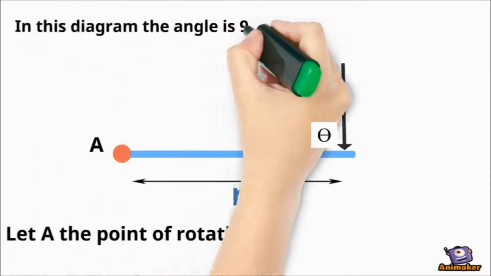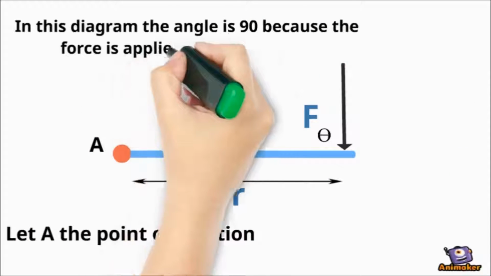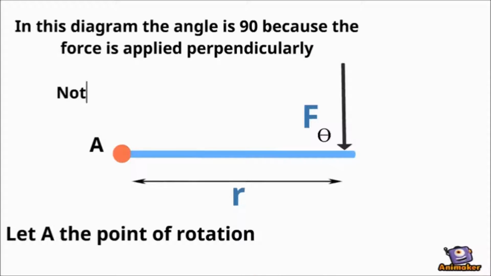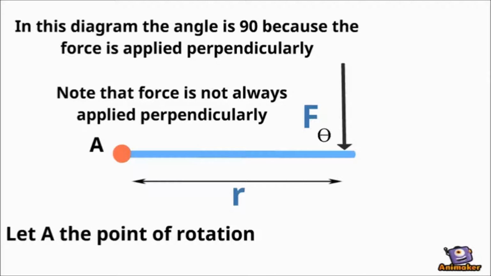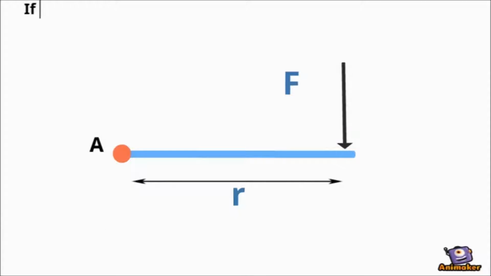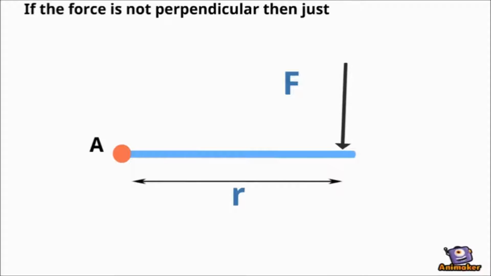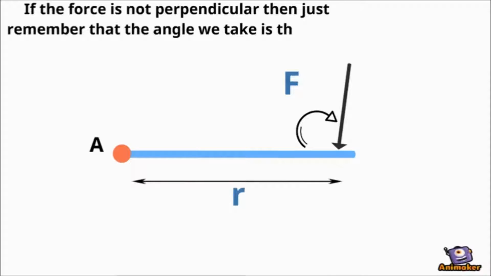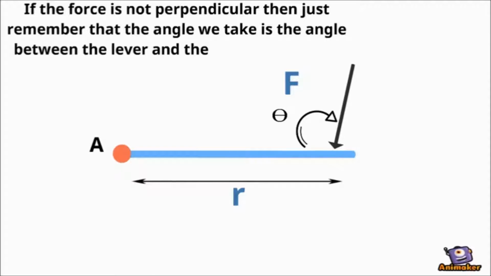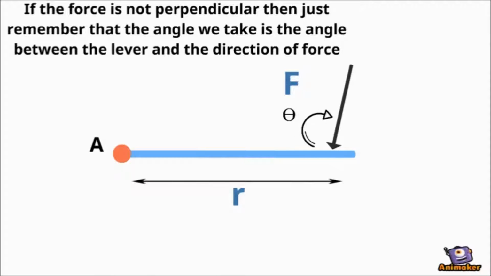In this diagram, the angle is 90 degrees because the force is applied perpendicularly. Note that force is not always applied perpendicularly. If the force is not perpendicular, then just remember that the angle we take is the angle between the lever and the direction of force.